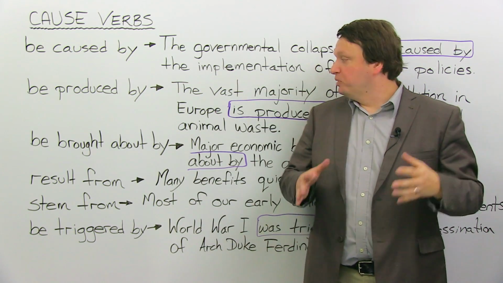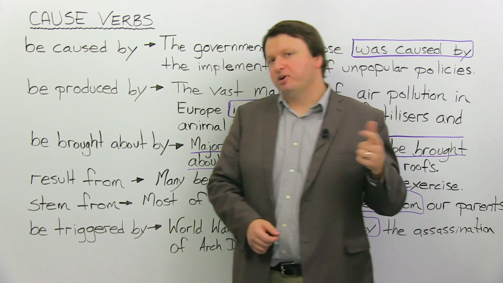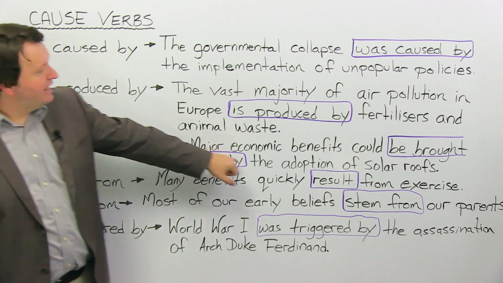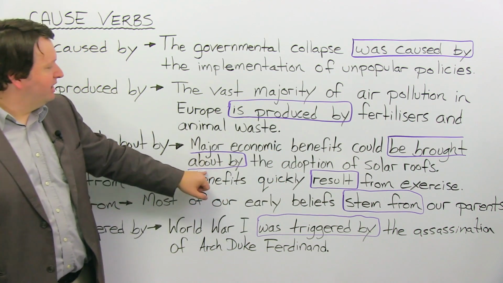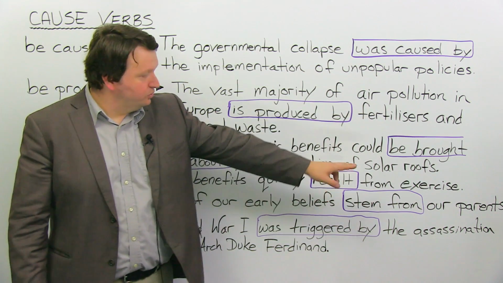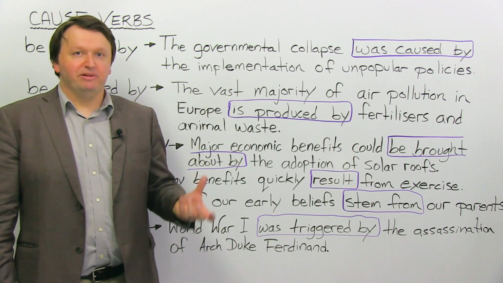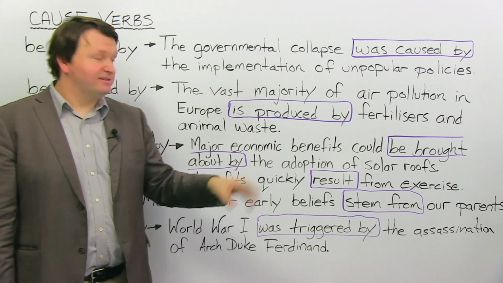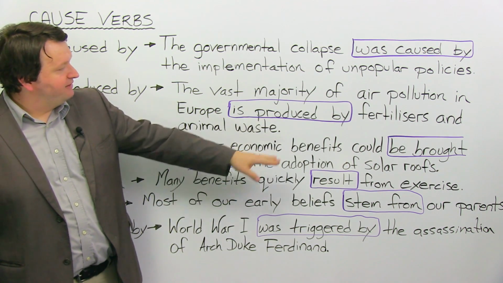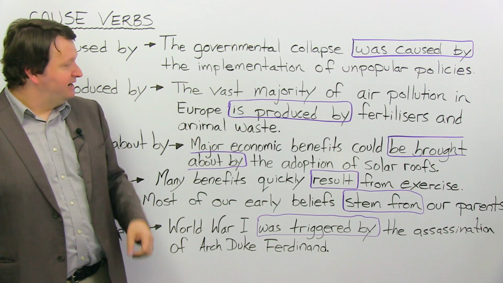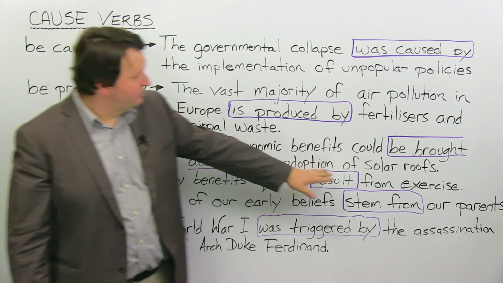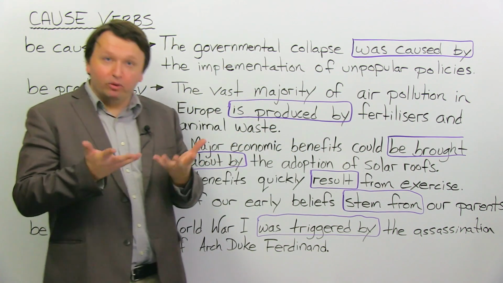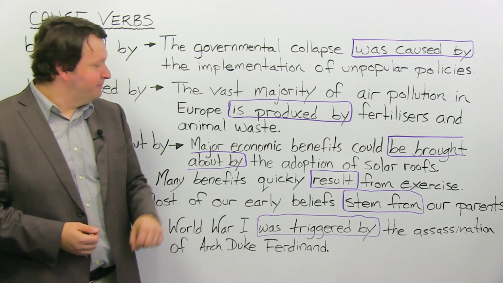Next, we have be brought about by. So you saw bring about, now it's to be brought about by, the passive form. Major economic benefits could be brought about by the adoption of solar roofs, okay? So the argument is if you have a solar roof, within a few years, you're going to be saving thousands of dollars. Basically, if we have solar roofs, the solar roofs will bring economic benefits. They will bring about economic benefits with them.